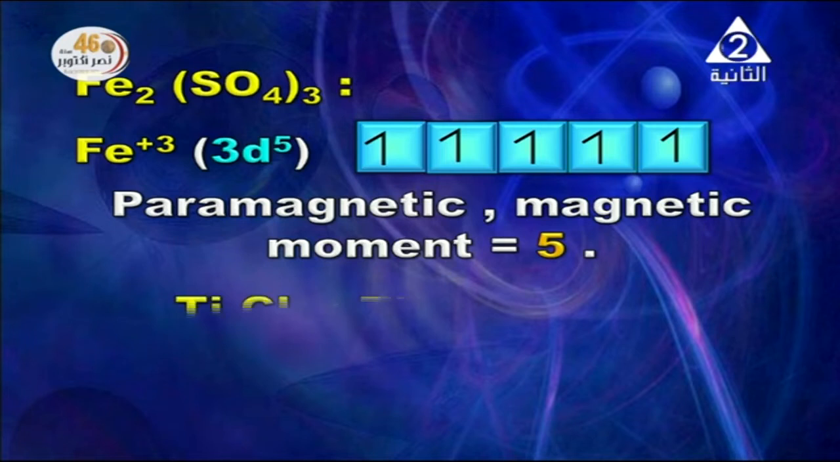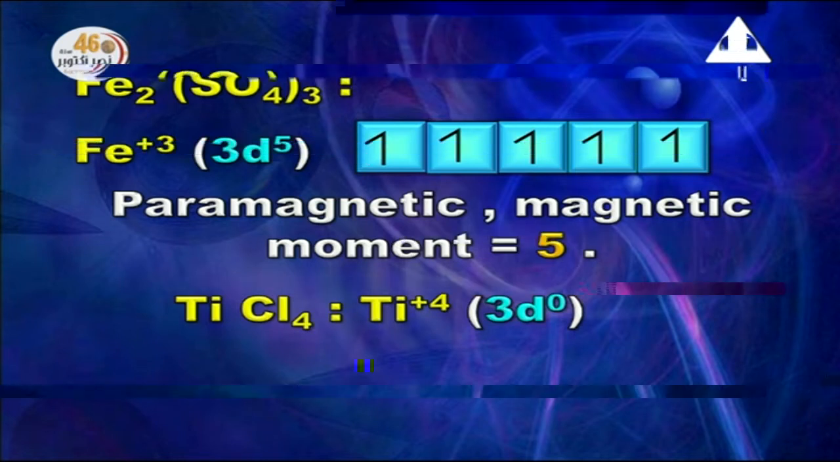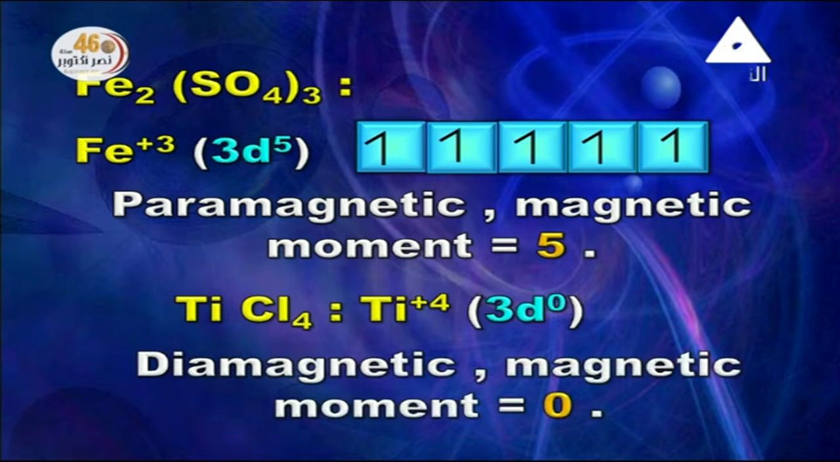In titanium 4 chloride, titanium has positive 4 oxidation state. As we know, titanium atomic number is 22, so the electronic configuration is argon 18, 4s2 3d2. So losing 4 electrons to be titanium positive 4, losing the 4 electrons of 4s and 3d, the 3d will be empty, and that means it is diamagnetic and the magnetic moment equals 0.